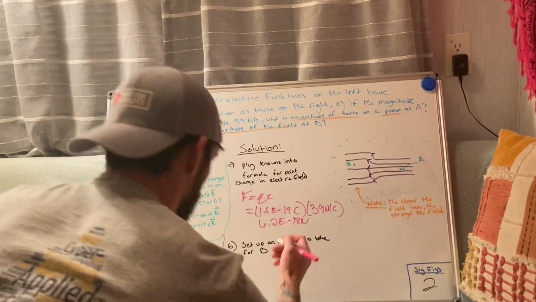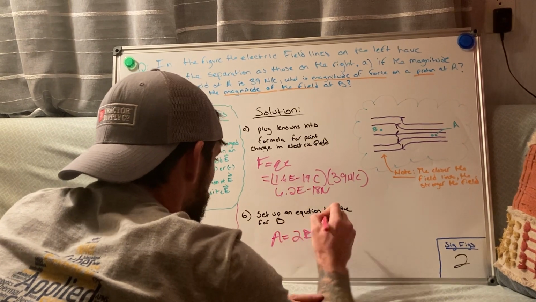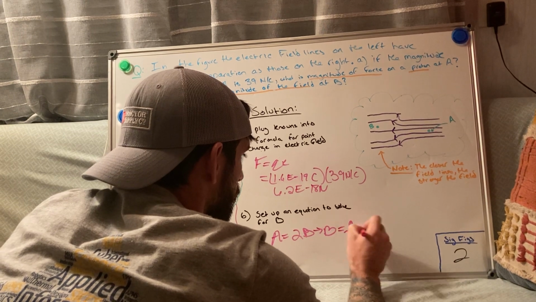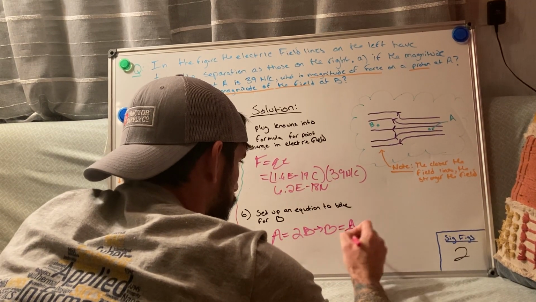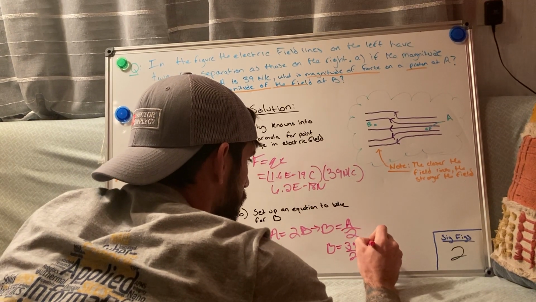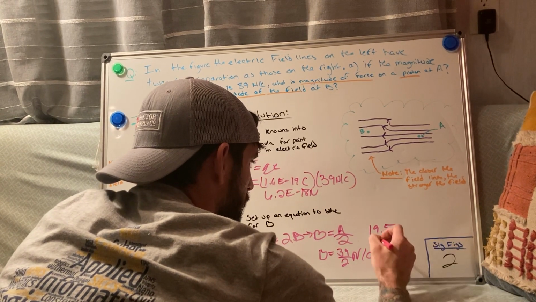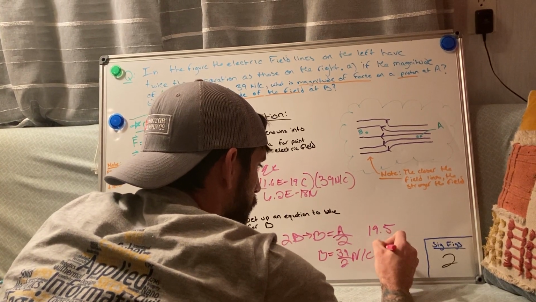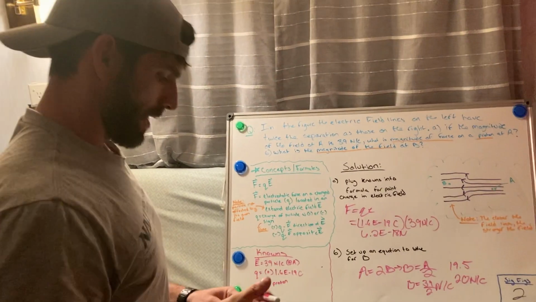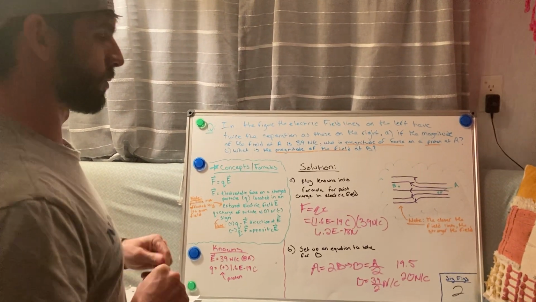So set up an equation: A equals 2B, so B equals A over 2, and then we plug in our known for A. So B equals 39 over 2 newtons per coulomb, which is 19.5. And since we are using 2 significant figures, the correct answer is 20 newtons per coulomb. And that concludes the answer to parts A and B of question 1 for this week's homework.